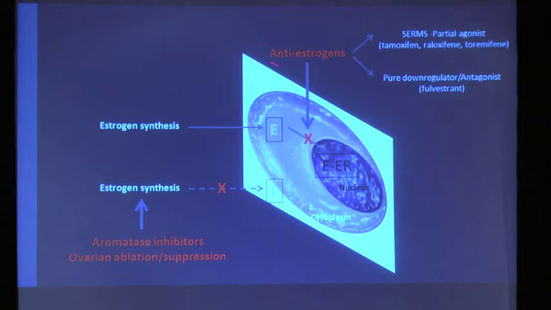And there are those that block directly at the level of estrogen, therefore they're called anti-estrogens. And a subclass of them are called SERMs, selective estrogen receptor modulators. Sounds like something the little Martian from Bugs Bunny should be carrying.